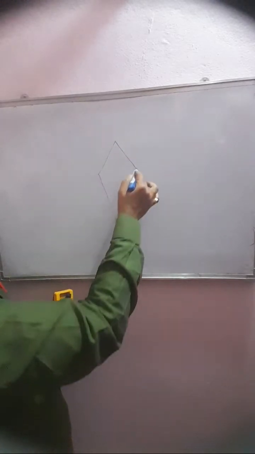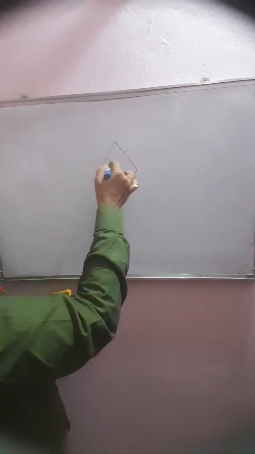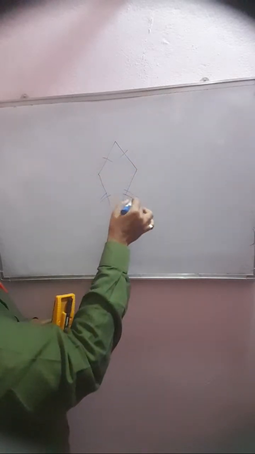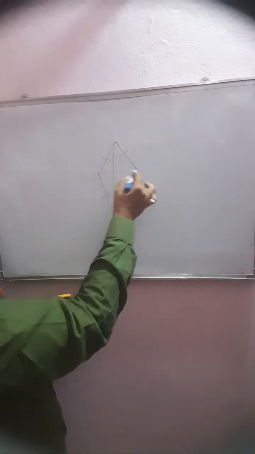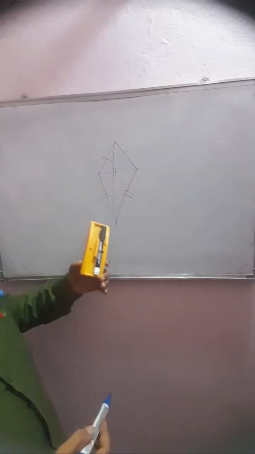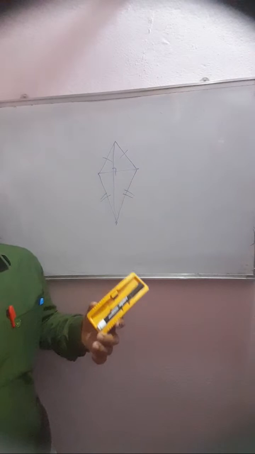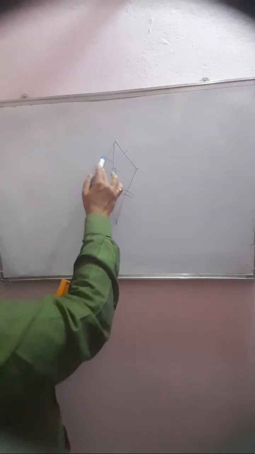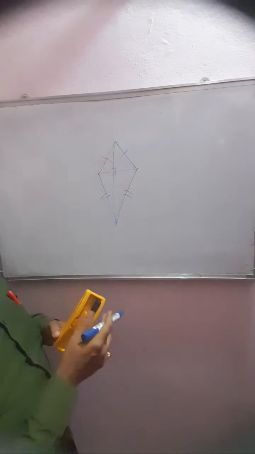And you have kite at last. In kite, the two pairs of adjacent sides are equal. Above two are equal and below two are equal. This is called kite. It is not rhombus, it is kite. The difference between rhombus and kite is, in rhombus all sides are equal, but in kite two pairs of adjacent sides are equal, up equal, down equal.